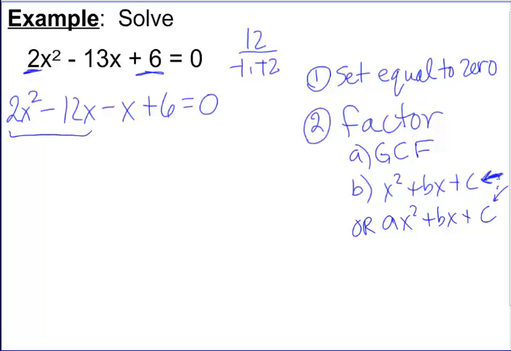Now we do the grouping part. So group the first part. What do they have in common? 2 and? They both have x's. So what's left if I take out the 2x? Minus. Okay. Now we get the second part.